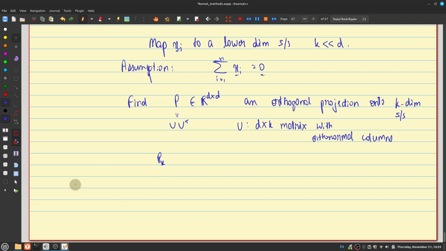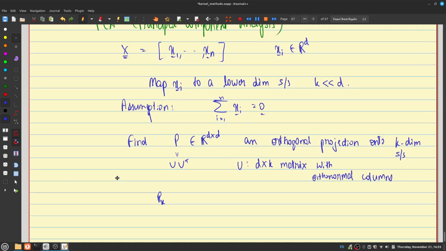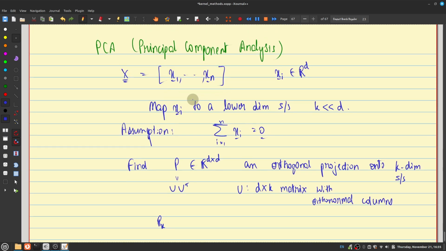So now, of course, there could be multiple orthogonal projections. What does it mean to find the best orthogonal projection? One way of doing this is essentially to minimize the squared error loss. Right? So you have these n data points. I want to find that projection such that the squared error loss between P times xi and xi is as small as possible.